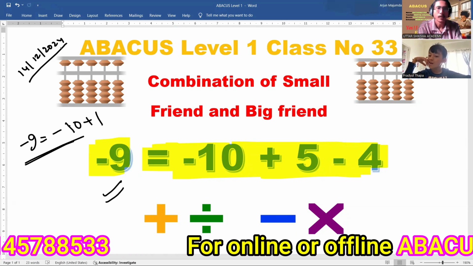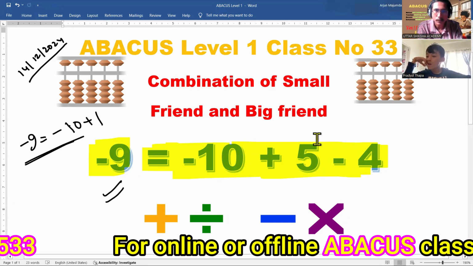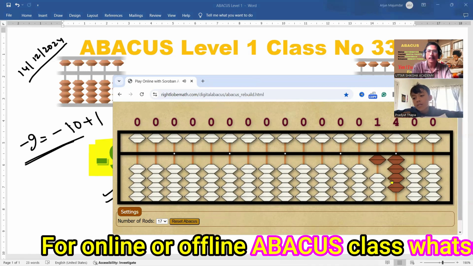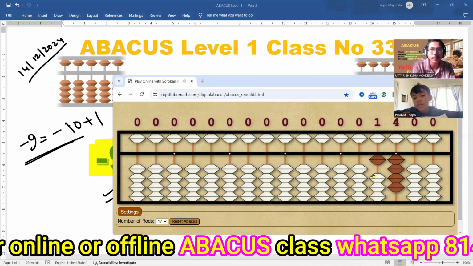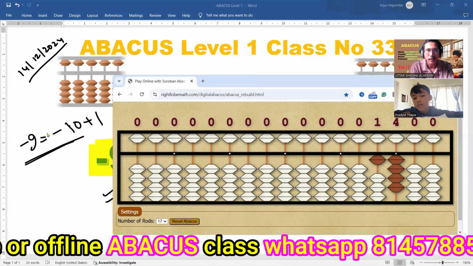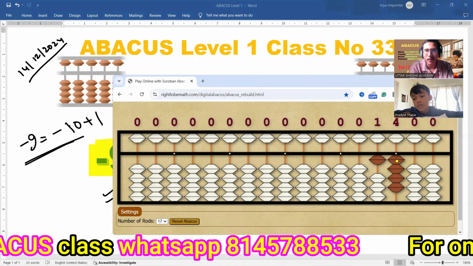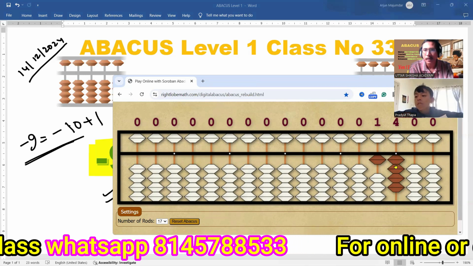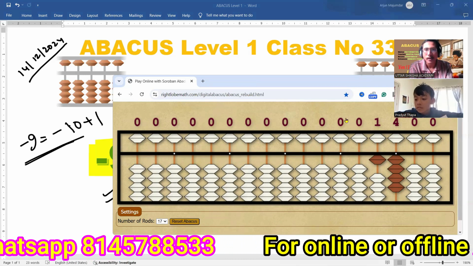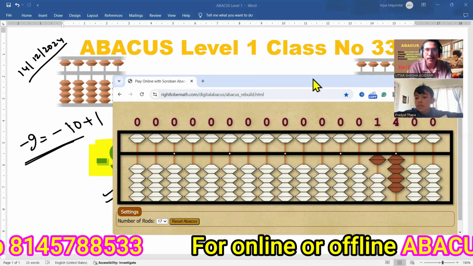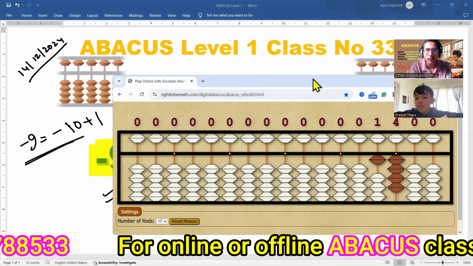Let me show you on the abacus also. 14 is there and you want to do minus 9. So this process you cannot follow here, because minus 10 and plus 1, you cannot do plus 1 here because there is not enough bead. So to do minus 9 in this case, you will follow this new process.